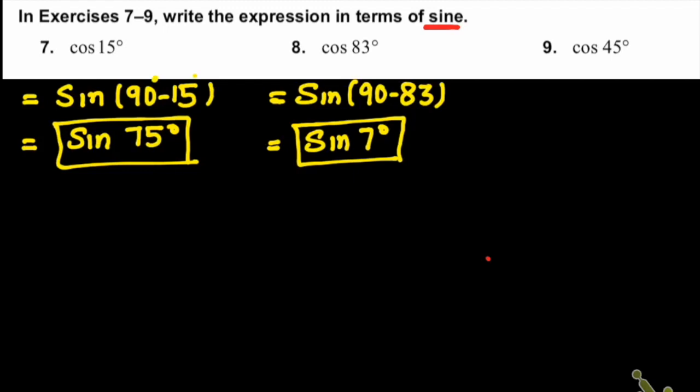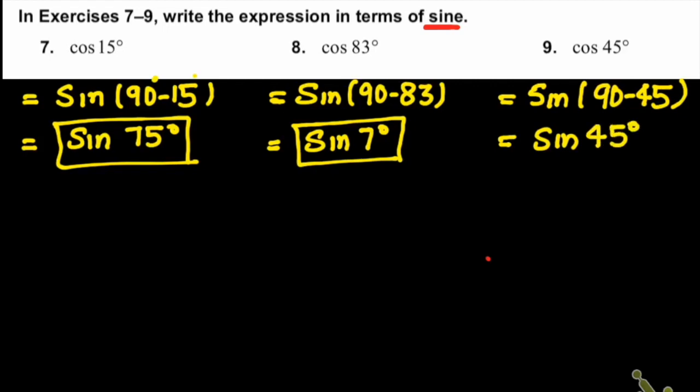Let's move to the next problem, cosine of 45 degrees. We are applying the same formula. That's going to be sine of 90 minus 45, and that's going to be what? Sine 45 degrees, because 90 minus 45 is 45 degrees. So I hope you get the answer. This is the solution for this one, and this one.